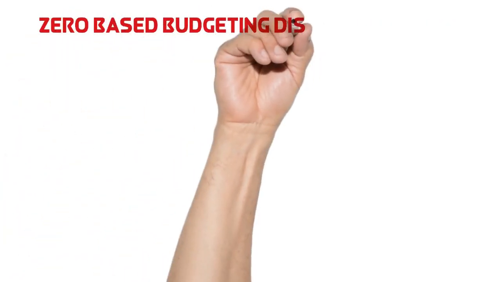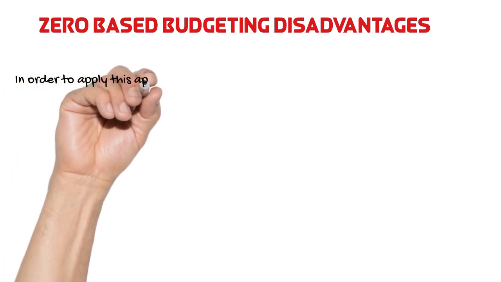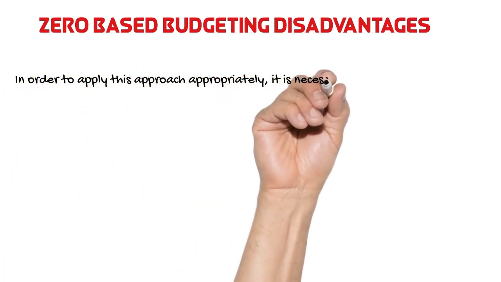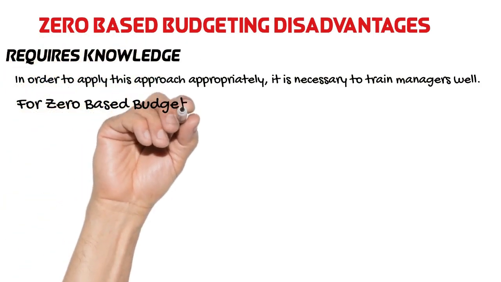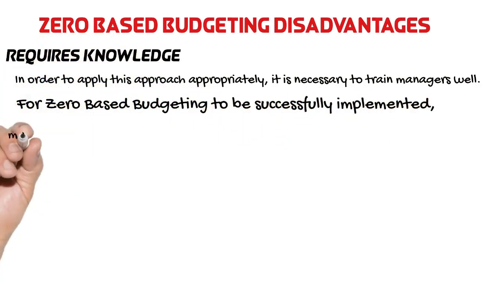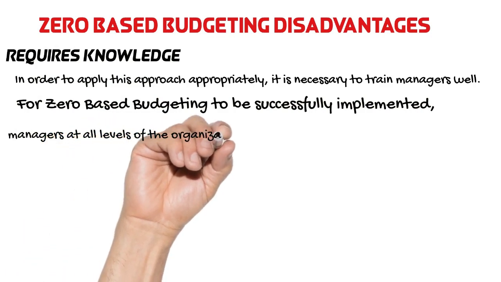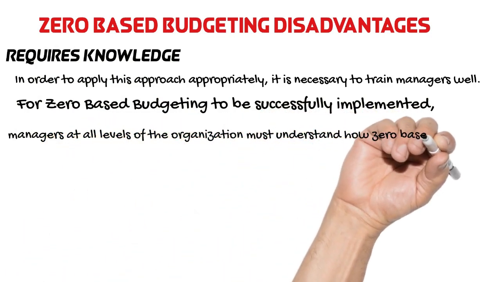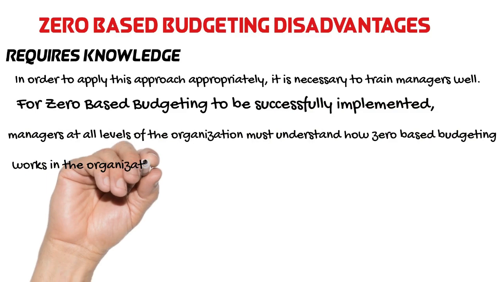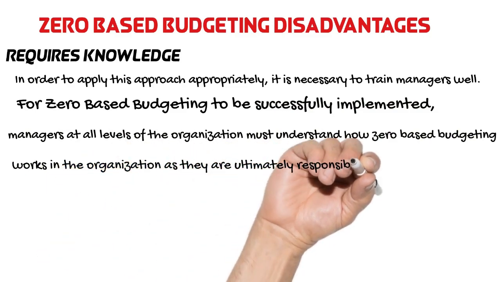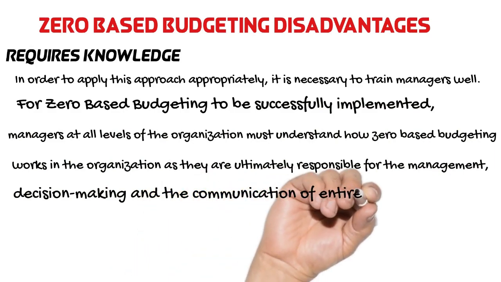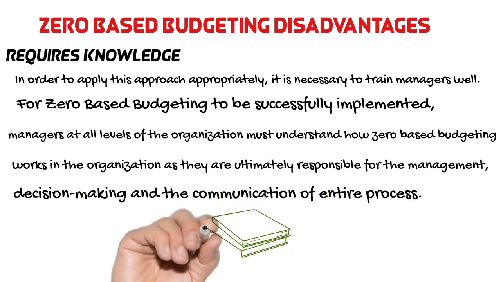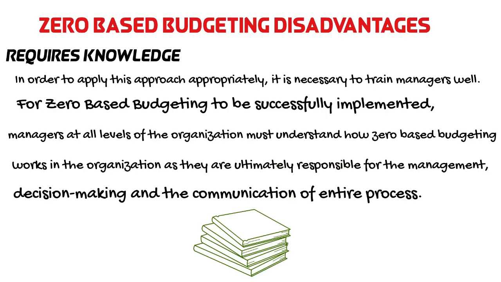Another disadvantage of zero-based budgeting is that it requires knowledge. In order to apply this approach appropriately, it is necessary to train managers well. For zero-based budgeting to be successfully implemented, managers at all levels of the organization must understand how zero-based budgeting works in the organization, as they are ultimately responsible for the management, decision-making and the communication of the entire process.